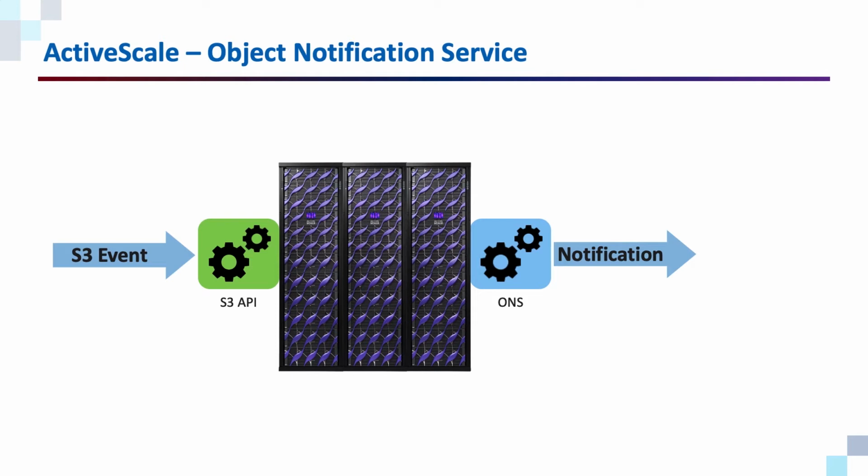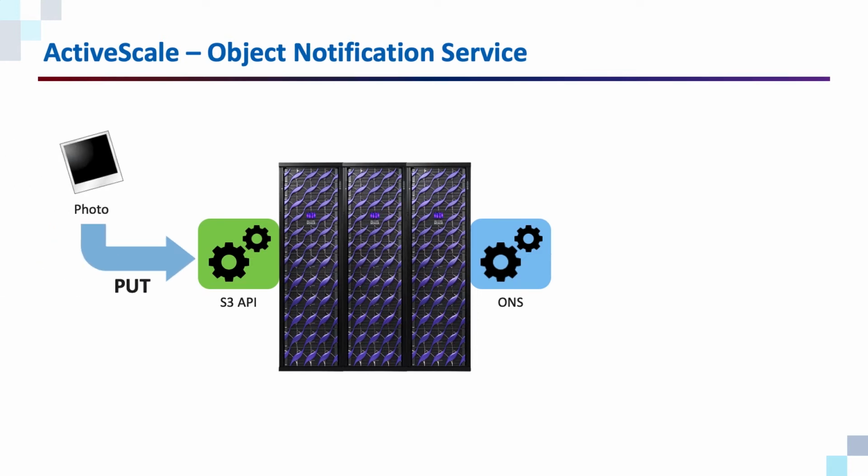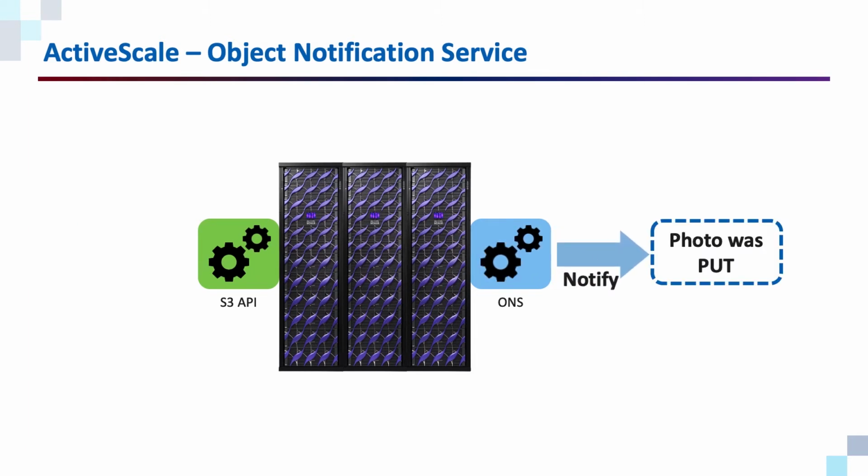Applications can subscribe to these notifications and take action based on the event type. S3 events can be upload, download, copy, or deletion. This is a very powerful feature. Let's say your users are uploading photos. When a photo is uploaded or put, that event triggers a notification. And now applications subscribing to the notification are aware that the photo was put.